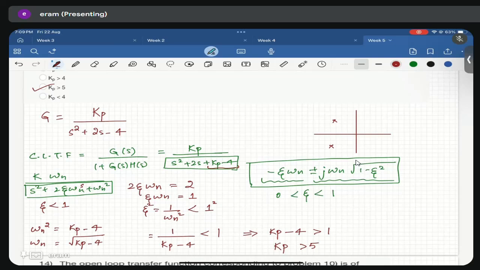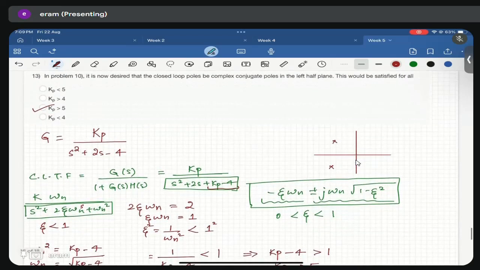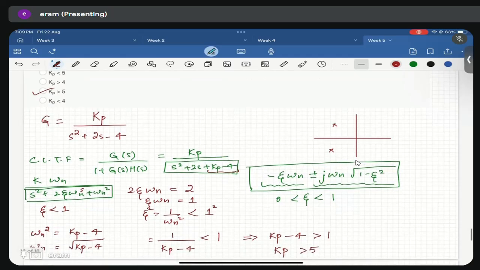The characteristic equation is quadratic. If its solution is supposed to be in the left half plane, then the discriminant should be less than 0. Yes, that's correct. That's actually coming from the fact that zeta is less than 1. You are actually finding out the roots and you are ensuring that the discriminant is less than 0, right?